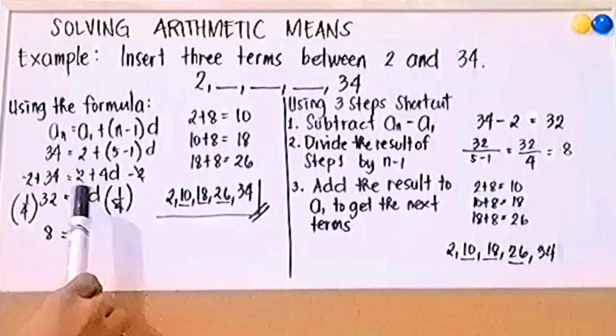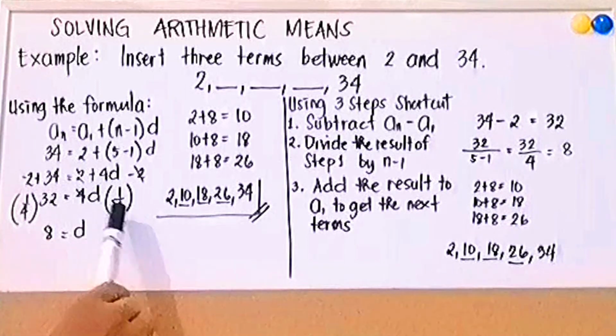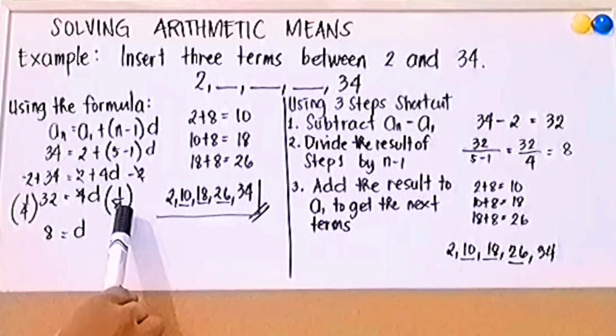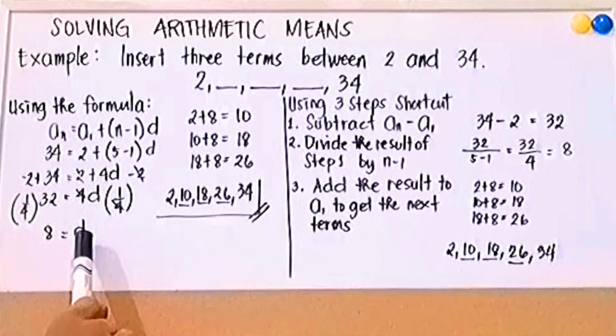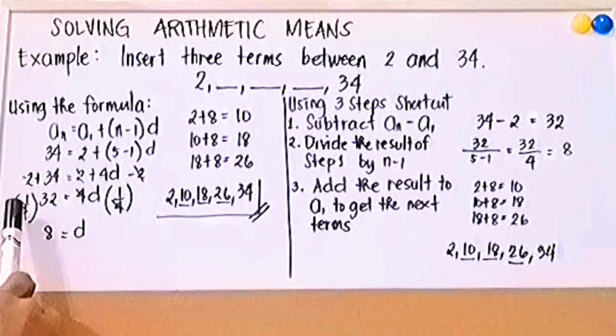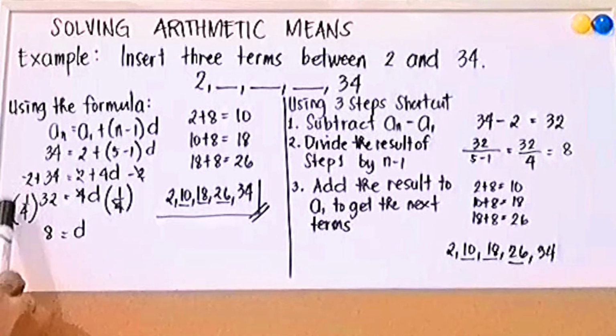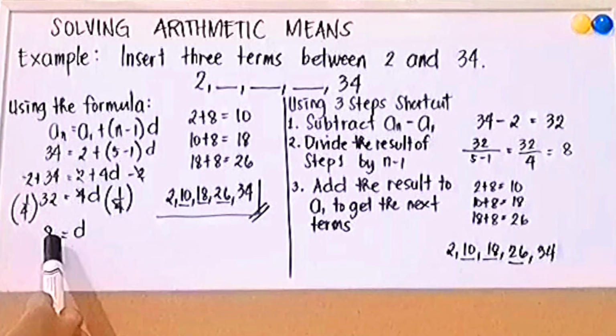Now, on the right side, we can cancel 4 and what is left on the right side is already D. How about on the left side? 1/4 times 32, and that is 8. So the common difference is 8.